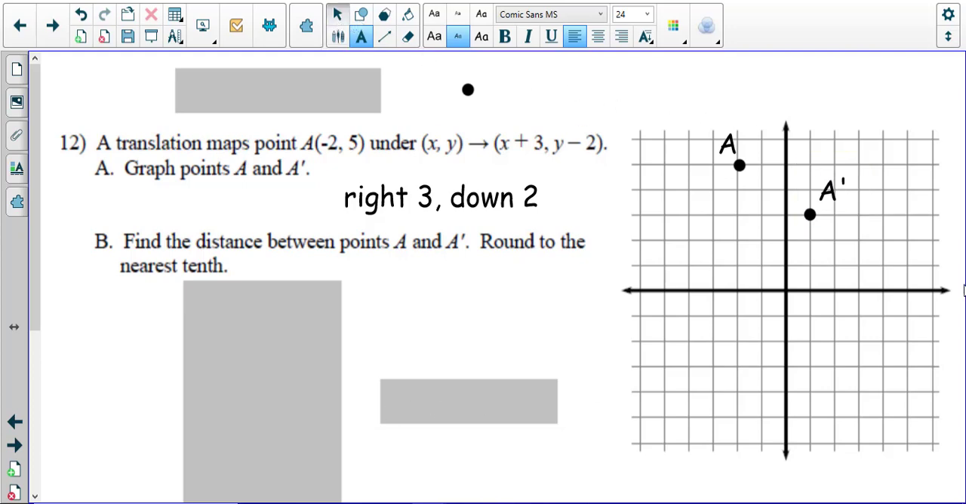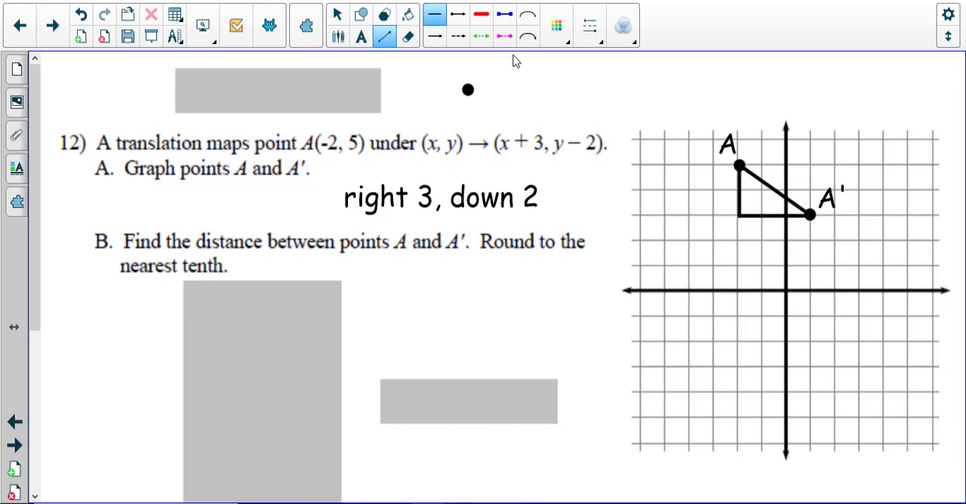Now part B asks us to find the distance between points A and A prime. Now this is a diagonal here, so we can't just count the blocks, but something we did in the past is that we connected these points and then we formed a right triangle. So I'm going to go ahead and form a right triangle here where I can count the blocks. I could have also gone right from point A and down to point A prime, but this is a right triangle here. But this is 2 units down, and I know that this is going to be 3 units across.